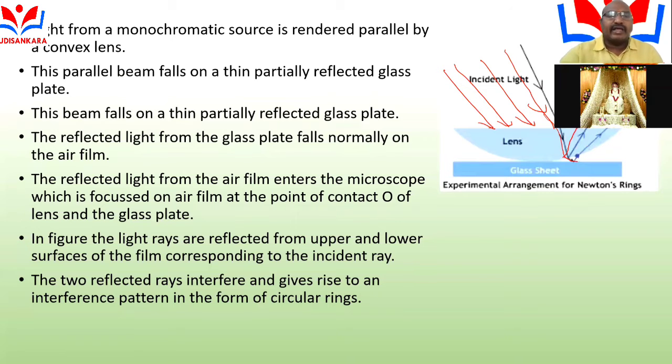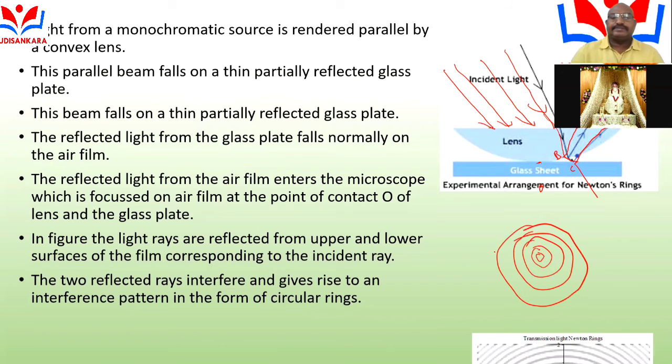The reflected light from the glass plate falls normally on the air film. The reflected light from the air film enters the microscope, which focuses on the air film at the point of contact O of the lens and glass plate. From the diagram, the light rays are reflected from the upper and lower surfaces of the film corresponding to the incident ray. The two reflected rays interfere and give rise to an interference pattern in the form of circular rings. So this is called Newton rings.